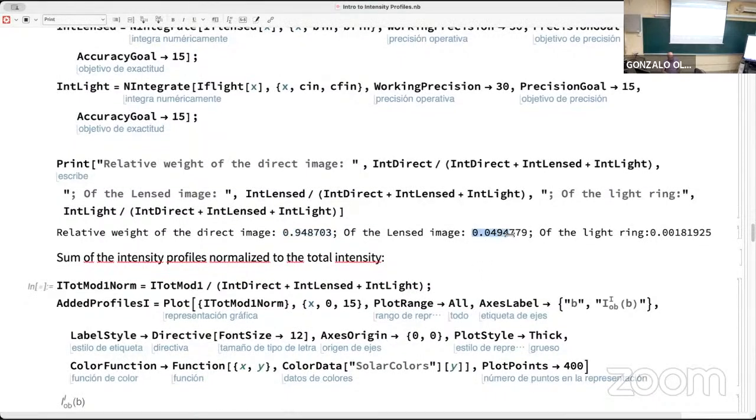The lens image, almost 5%, and the light ring, 0.2%. So it is very difficult to detect the intensity of the photon ring. And as Diego advanced this morning, the Event Horizon Telescope can only discern intensities that are within 10% of the maximum intensity. This is 1 or 2 orders of magnitude away, so you cannot see this in any way. Not even the lens image would be easy to detect. So the Event Horizon Telescope is only detecting the direct image.